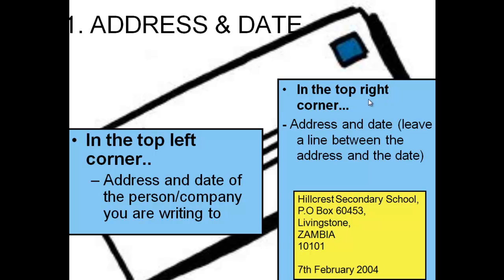On the top right corner of your letter, you are going to write your address and the date. You have to leave a line between the address and the date. Here is one small example. On the top left corner, you are going to write the address of the receiver and the date. The receiver can be a person or a company you are writing to.